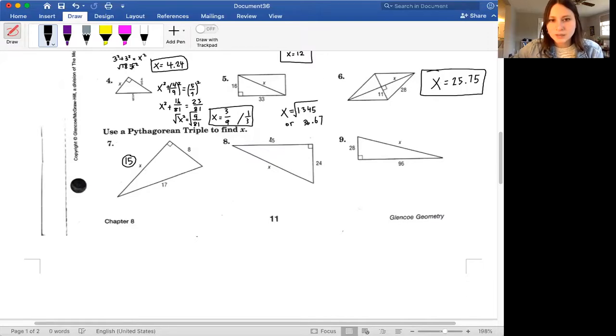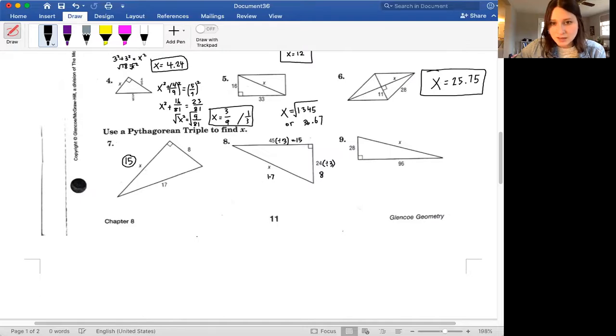Let's see, any numbers that are divisible by both of them. This one's divisible by 9, but I don't think 24 is. This one's divisible by 5, but I don't think 24 is either. So let's try dividing by 3. 45 divided by 3 is 15. 24 divided by 3 is 8. Oh, I've got 8, 15, 17.